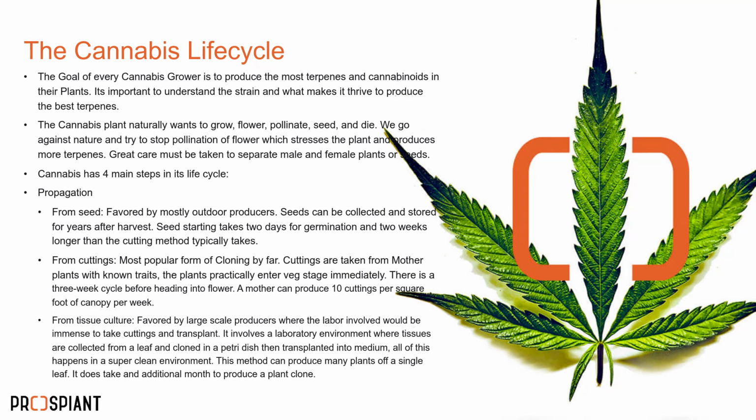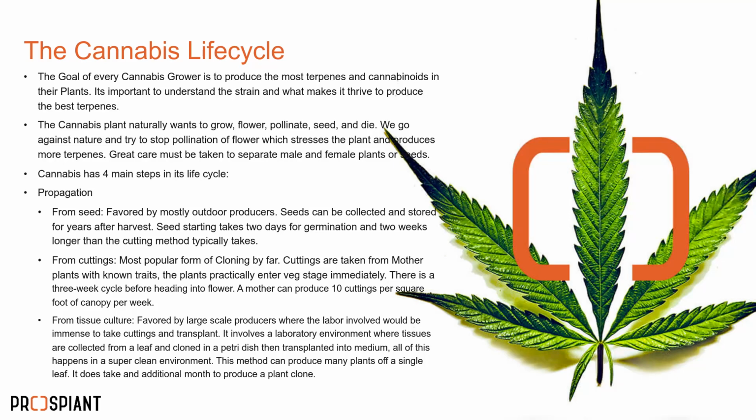The cannabis plant, it's a plant, so naturally it wants to grow, flower, pollinate, seed, and die. We go against nature because we're actually trying to stop the pollination of this flower, which causes the flower to stress and produces more terpenes and a better quality of terpenes.